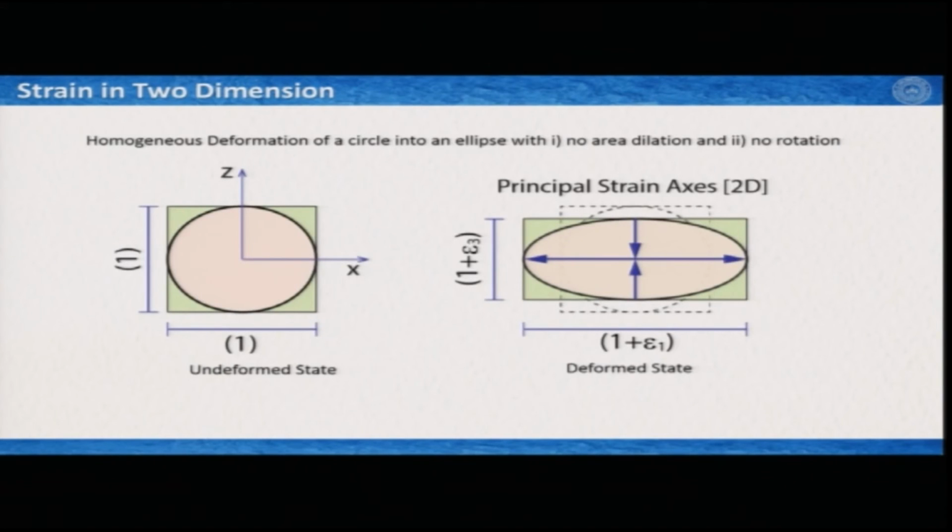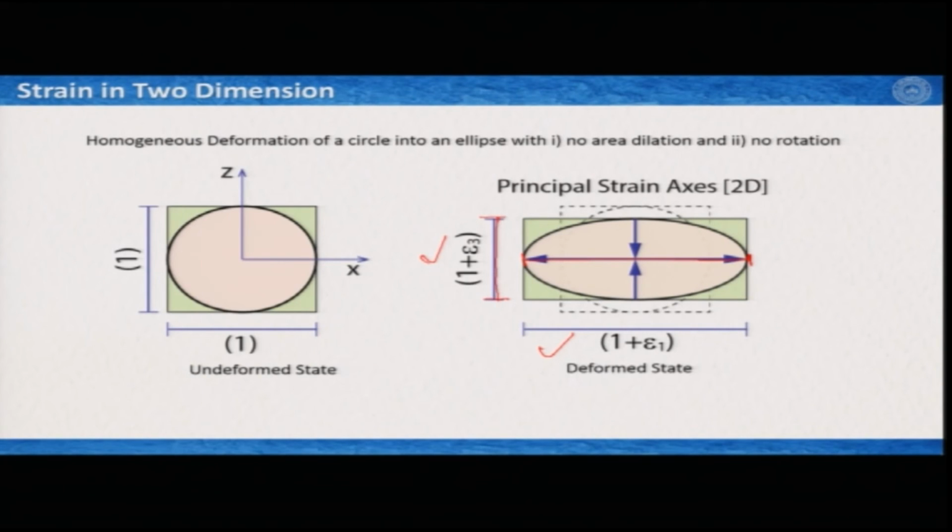So this is the pictorial description of the principal axes in two dimensions of a deformation of a circle. Now if this is the circle and if I deform it, keeping the volume constant, it takes the shape of this ellipse. Now this is the long axis of this ellipse, which is 1 plus epsilon 1, and this is the short axis of this strain ellipse, which is 1 plus epsilon 3, and these two are your principal axes of strain in two dimensions.